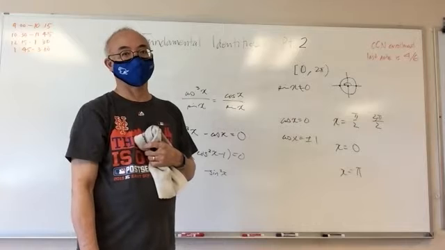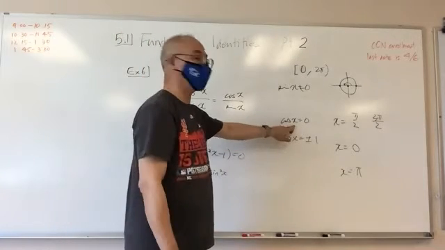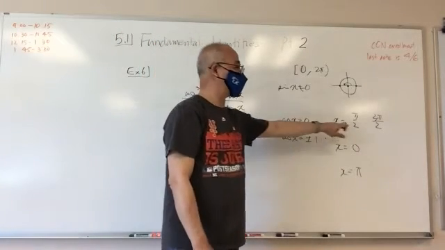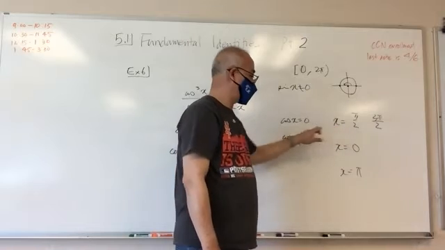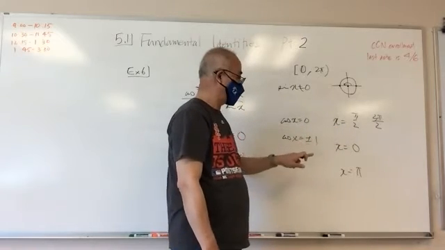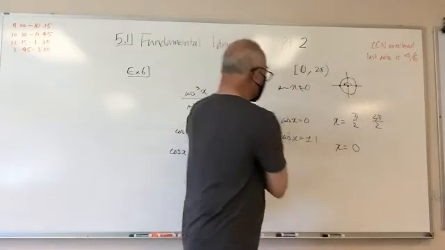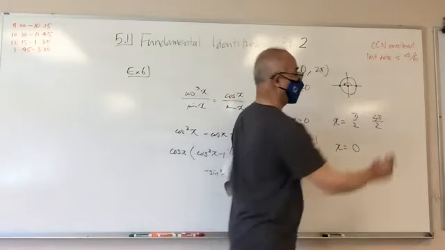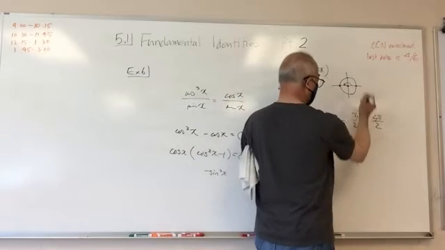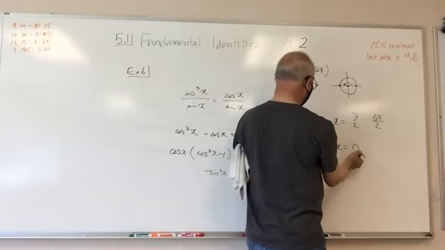Exactly. What is cosine of pi over 2? 0. So what about x equals 0 and x equals pi? So this one here, when it's 1, it's right here, right? Yeah. So that's 0.